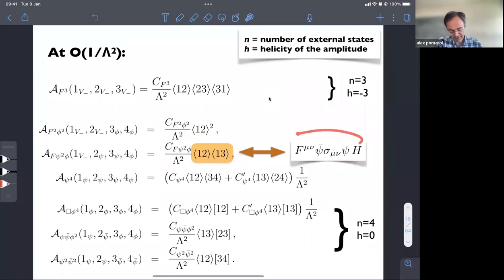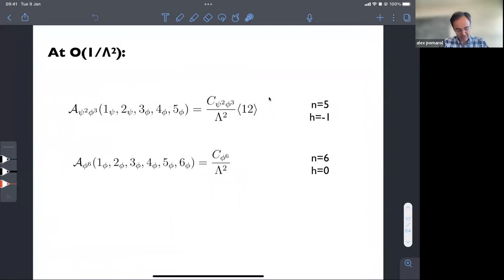For example, this operator does not only give me this, it can also give me the equivalent one with square brackets, the one with plus plus plus. There is another amplitude with plus plus plus that I don't write here, of course, because it's trivial to go from all angle brackets to all square brackets.